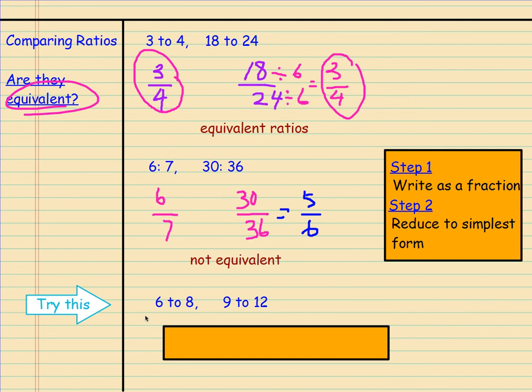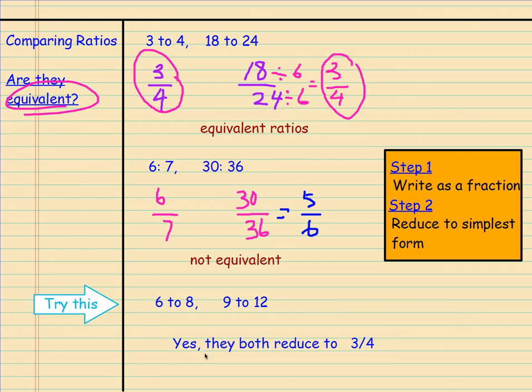I want you to look at these two ratios and pause here, take a moment and try this. See if these two ratios are equivalent. I'll be revealing the answers in 3, 2, 1. And the answer is yes. If you simplify both of these, they both simplify to 3 to 4.